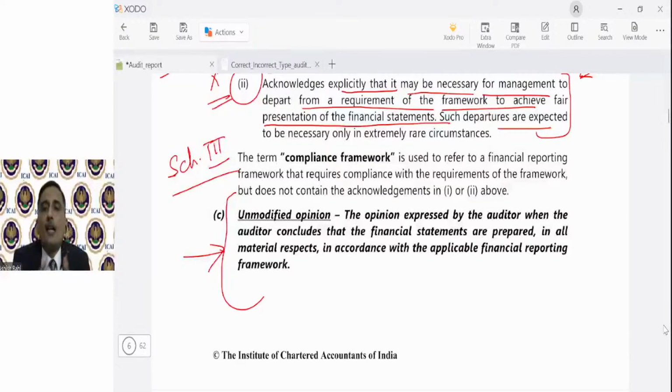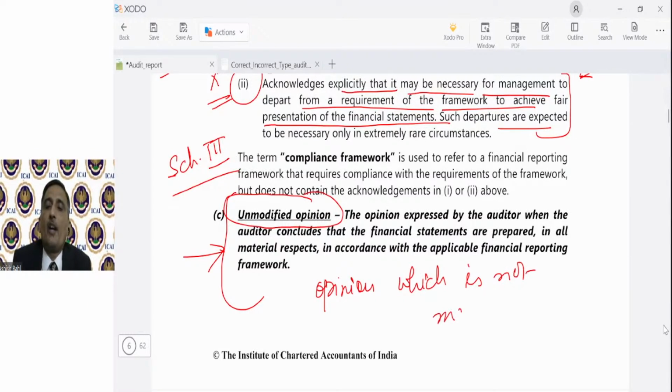So when the auditor concludes that financial statements are prepared, in all material respects, in accordance with the applicable financial reporting framework, then we say in the language of auditing that the auditor expresses an unmodified opinion, an opinion which is not modified.